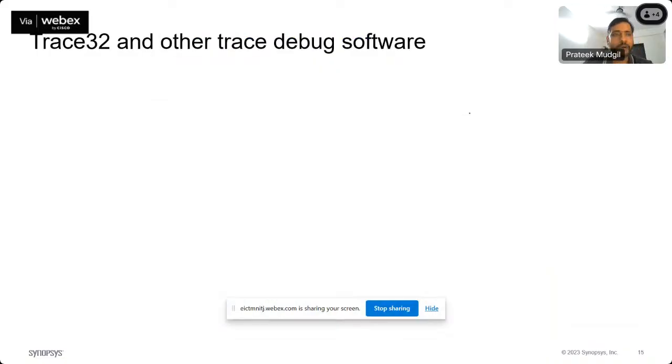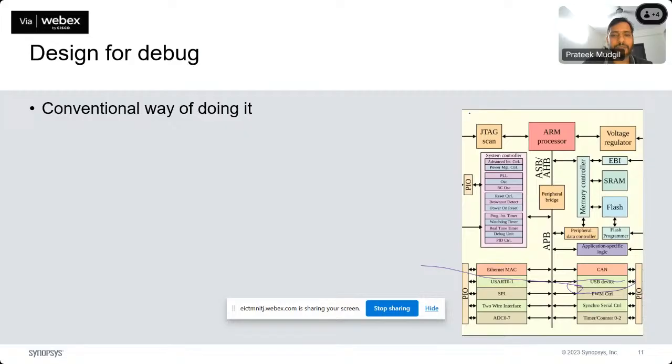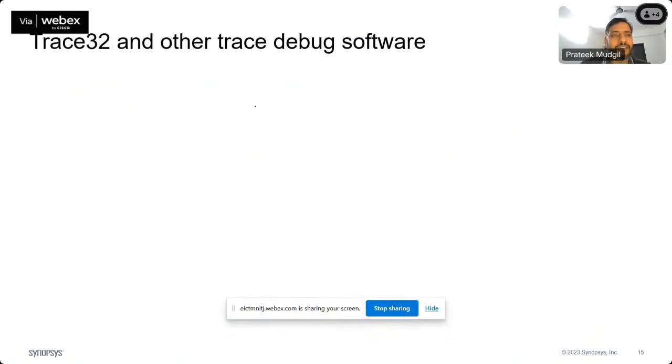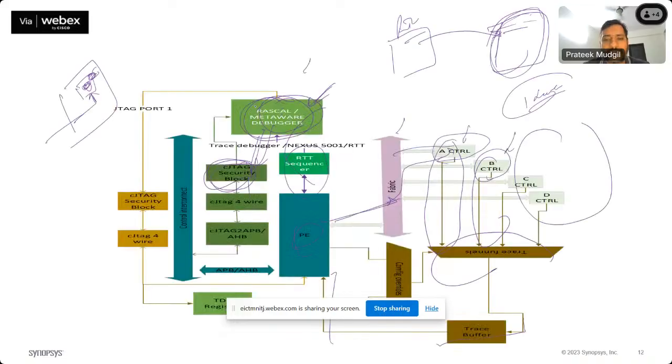One more thing: here I talked about some software. There is one more kind of software debugger called Trace32, and other trace debug software are there. So this was the basic overview of the silicon challenges we are having, and how much RTL and architecture we put in just to debug the silicon, right?